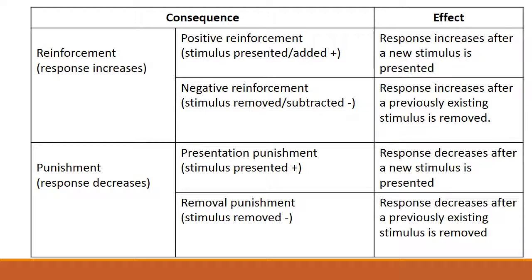The last column in this table simply combines the other two columns. For example, for positive reinforcement, the response increases after a new stimulus is presented. For negative reinforcement, the response increases after a previously existing stimulus is removed. For presentation punishment, the response decreases after a new stimulus is presented. And for removal punishment, the response decreases after a previously existing stimulus is removed.